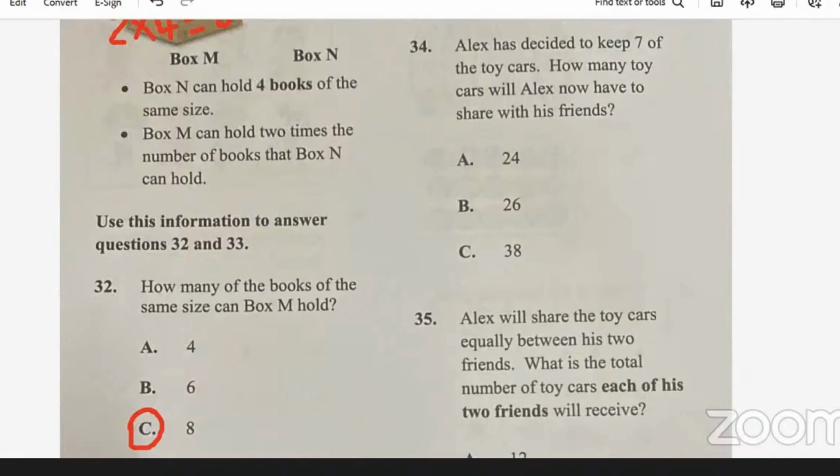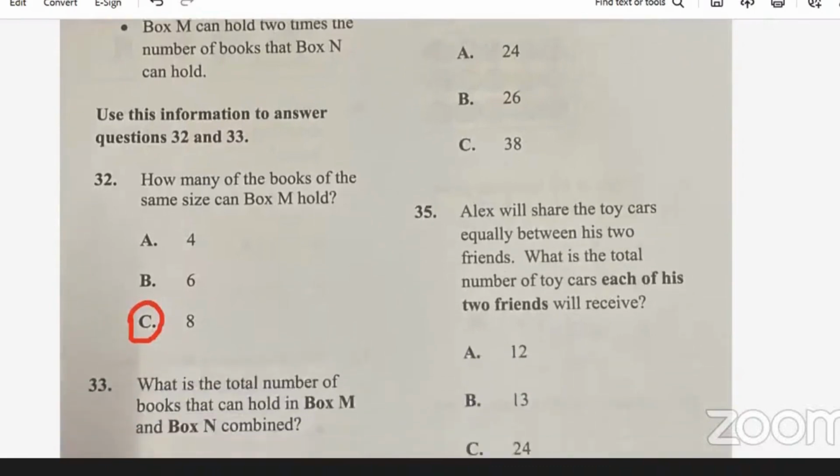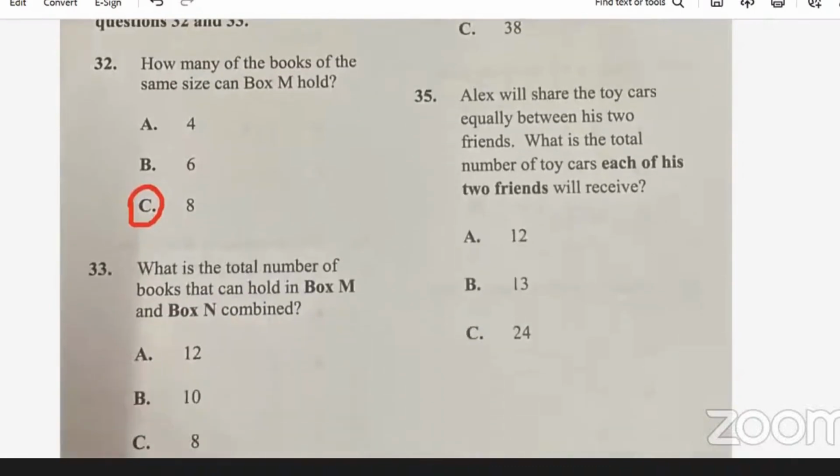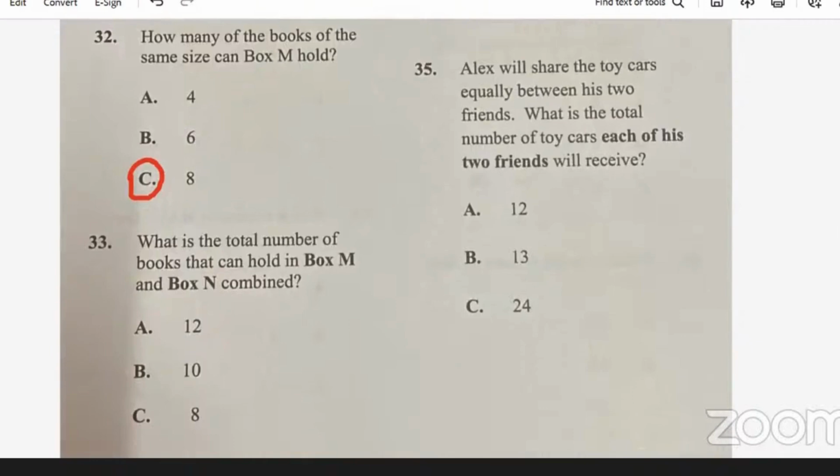All right, let's get to the next question. The next question says, what is the total number of books that can hold in box M and box N combined? So we want to know how much can hold in both boxes together. So it would have been 8 plus 4. Remember, box M can hold 8, and then box N was 4. So 8 plus 4, the answer is 12. So for question 33, the answer is A.